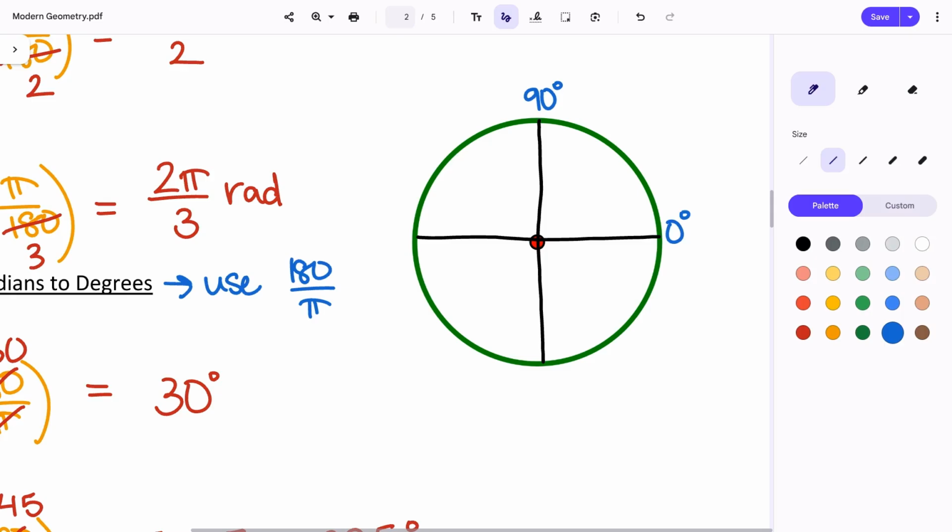If I keep going, how many would it be? 180. If I keep going, I go another set. This would be 270. What are they all increasing by? 90 degrees. And then if you go back around to the beginning and you're back at that 0, that is the same as 360 degrees as well. So all 4 of these quadrants are 90 degrees.